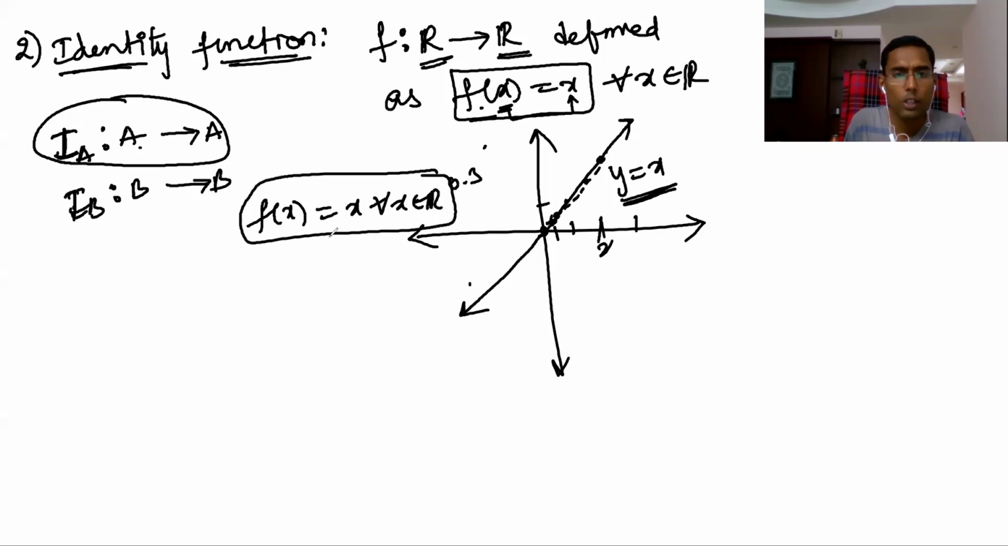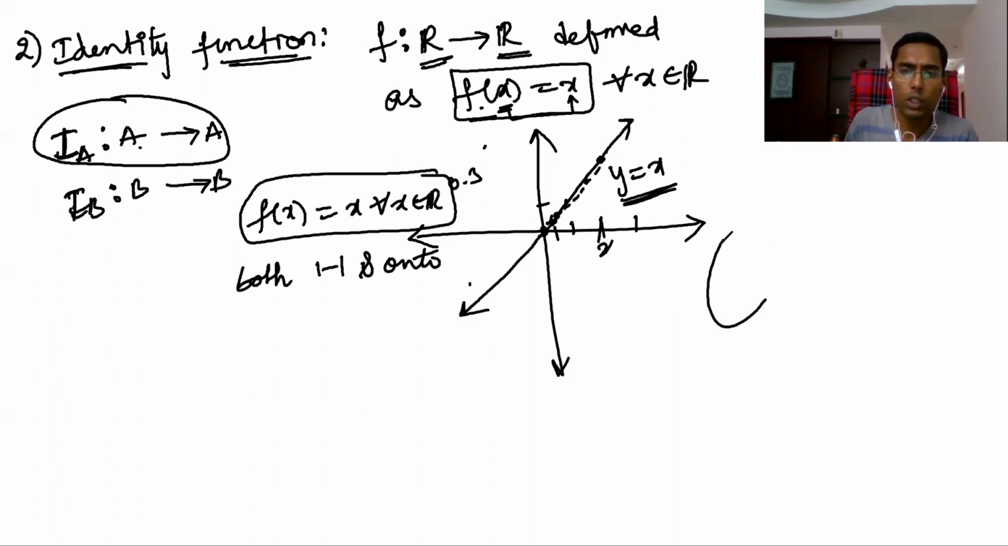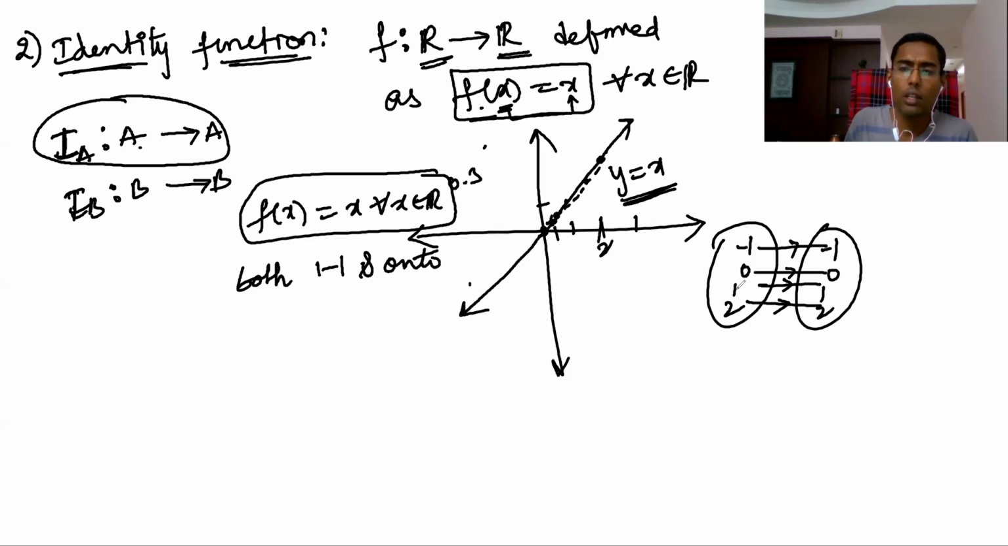Very simple. So this identity function is both 1-1 and onto. Why is it both 1-1 and onto? You see, here if you take -1, 0, 1, 2, you will get the same. -1's image is -1 only, 0's image is 0, 1's image is 1, 2's image is 2 only. Both 1-1 and onto. Different elements will have different images, and every element has a pre-image. What is the pre-image? Itself. Every element has a pre-image, which is the number itself.